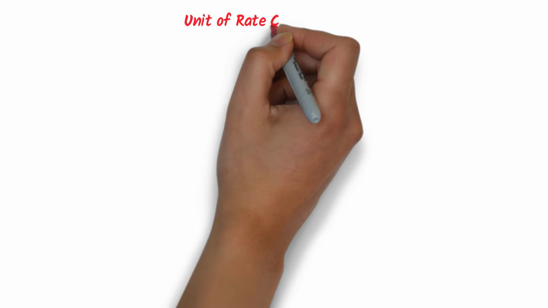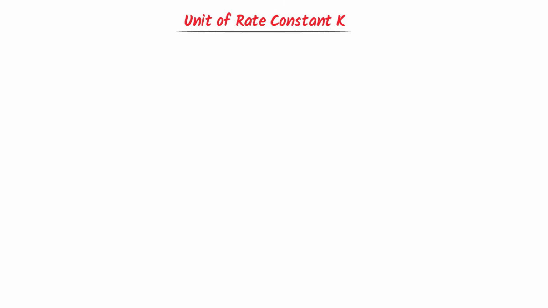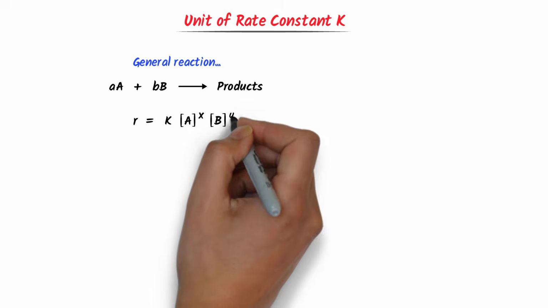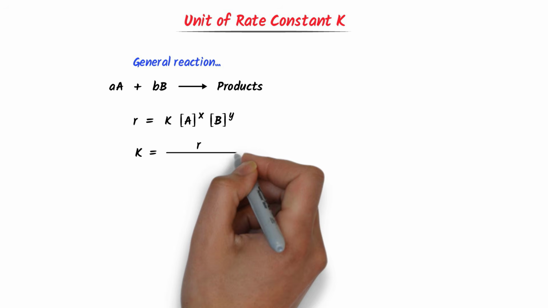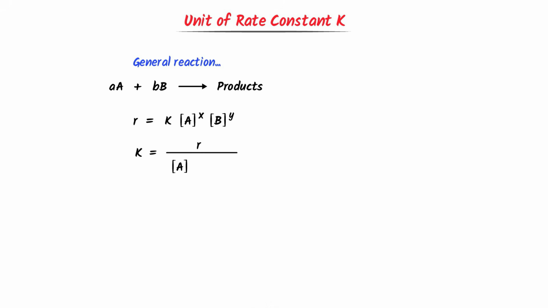Now we will find the unit of rate constant k. Well, consider this general reaction. We know that its rate of a reaction is equal to k times the concentration of A, the power is x, times the concentration of B, the power is y. We know that k is the rate constant and we are interested to find its unit. I rearrange this equation. I get k equals r upon the concentration of A, its power is x, times the concentration of B, its power is y.